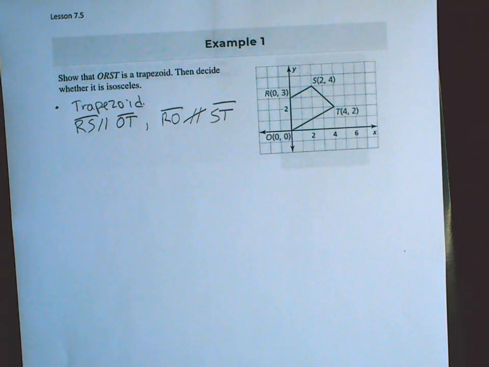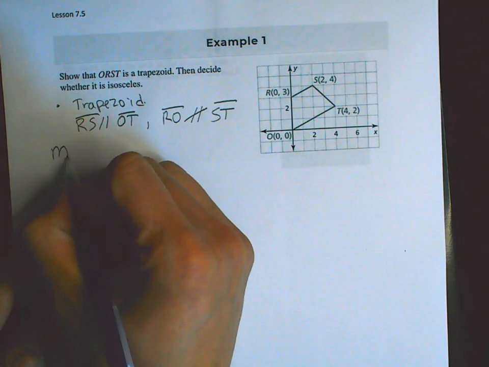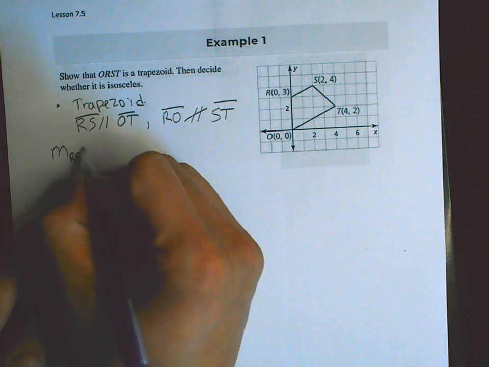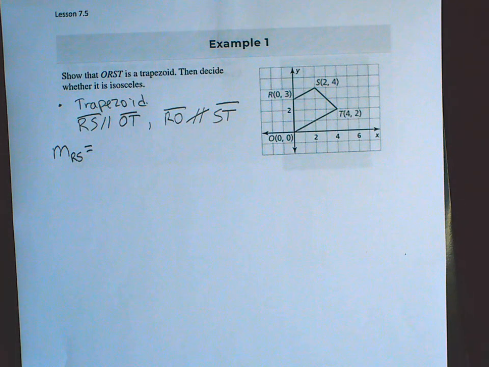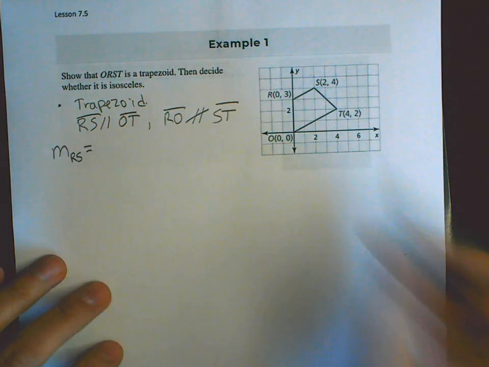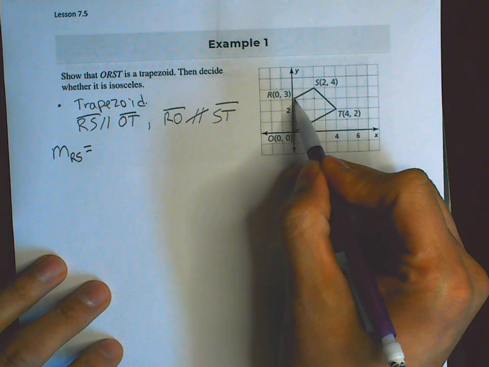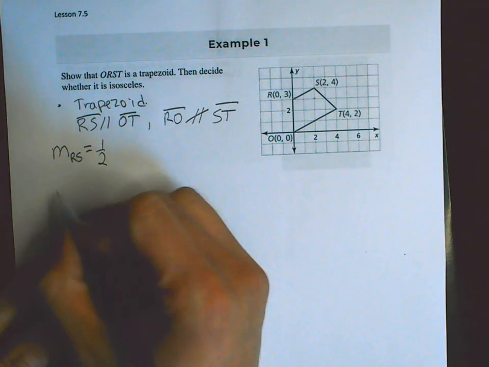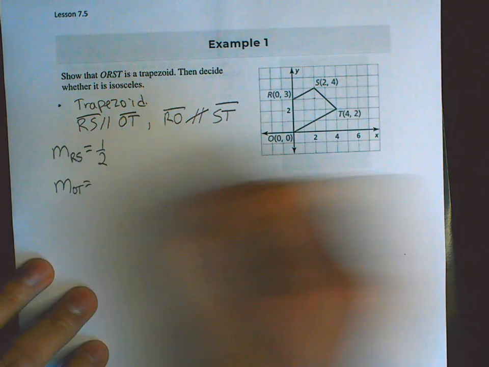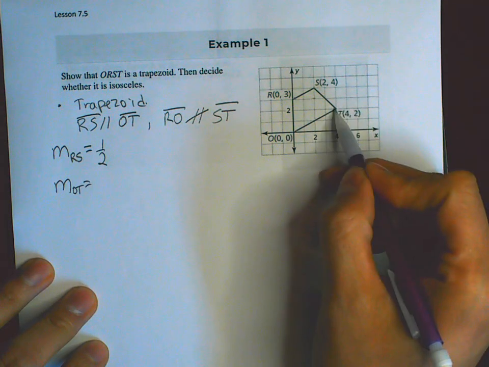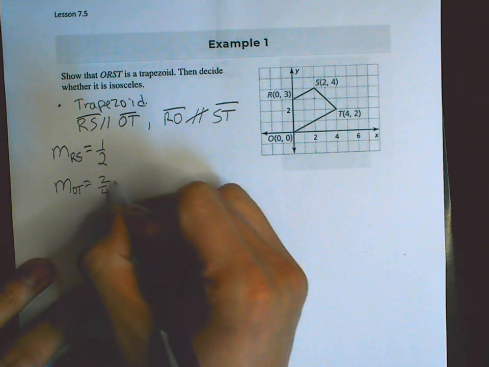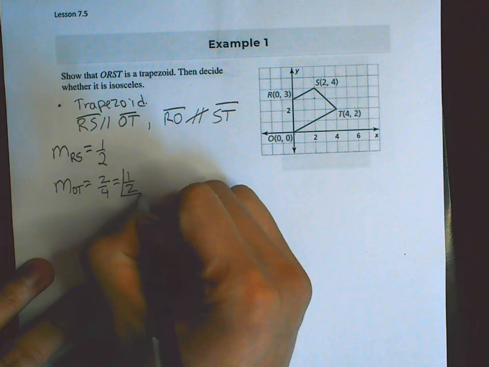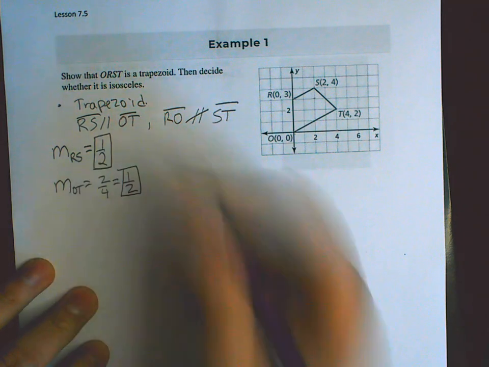So what do I need to do? I need to find the slopes. So let's look at the slopes. The slope of RS. Since it's graphed for me already, I can just do a simple rise over run, no problem. So RS, that's 1 over 2. The slope is 1/2. The slope of OT, that is 2 over 4. So that does equal 1/2. So far, so good.